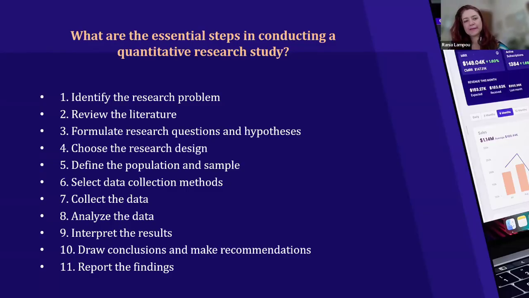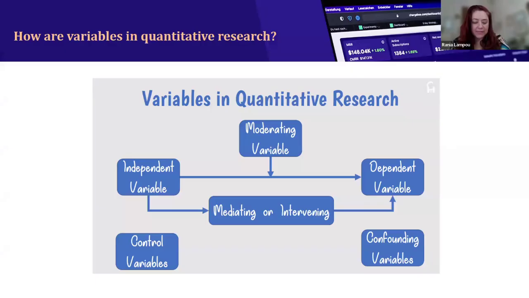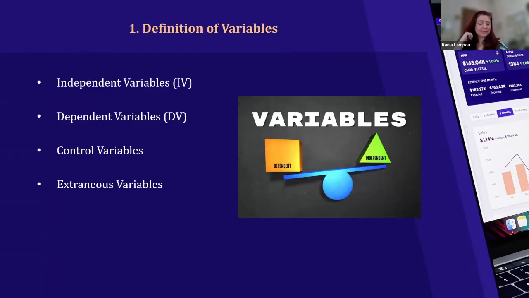So how are variables in quantitative research measured and how are they used? In quantitative research, variables are central to the design, data collection, and analysis process. Variables are defined as measurable characteristics or properties of individuals, objects, or phenomena that can take on different values. In quantitative research, variables fall into several types.